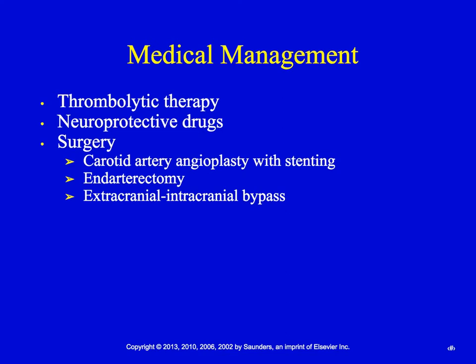Endarterectomy is a removal of a clot. That is another procedure that could potentially be done. Extracranial, intracranial bypass. Again, we talked about bypass surgery in the coronary arteries. This could occur in other arteries that supply blood to the brain. This would be a highly, highly risky neuro procedure that it would take very skilled surgeons to perform, but it is something that could potentially be a treatment.